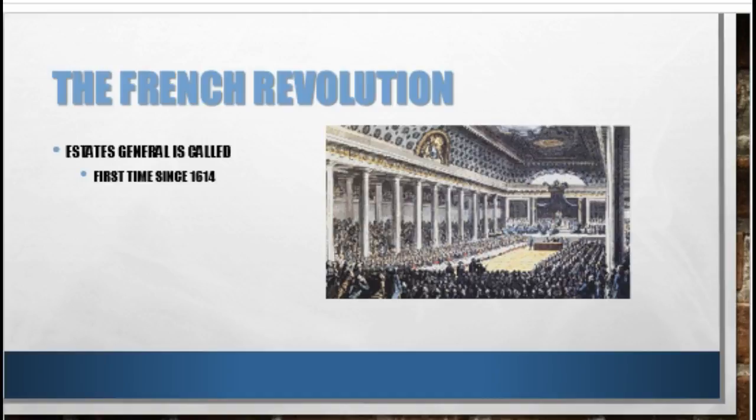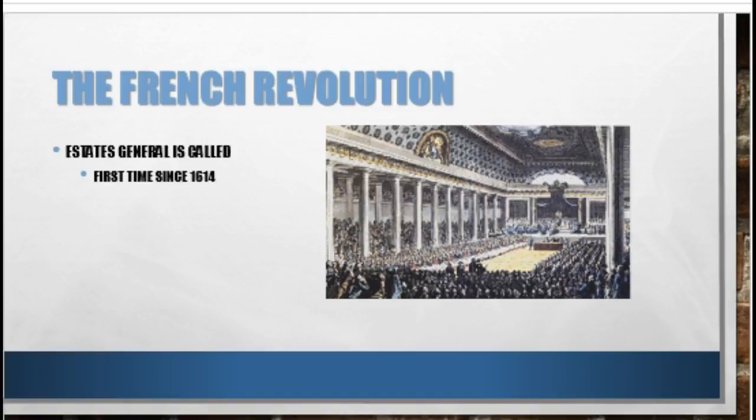It really had no long-term vision, especially long-term major reforms. They didn't have that in mind. They didn't really call the Estates General to try to change the status quo. What they were basically trying to do is status quo with a little bit of reform.